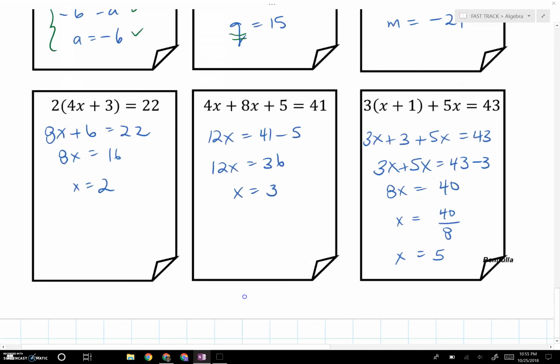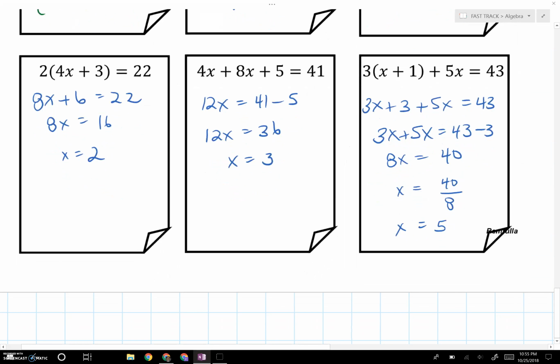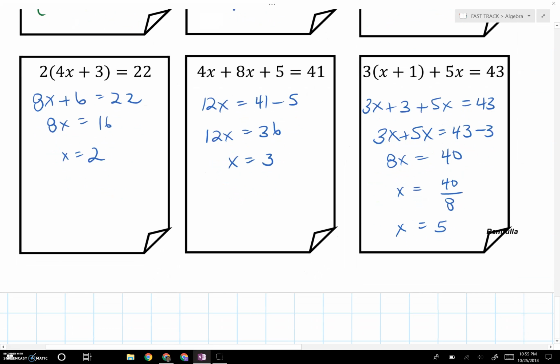I really like these questions because this is where people start to make little mistakes. So I want you to take a moment here, and I'm going to multiply everything in the bracket by 2. So 2 times 4x is 8x, and then 2 times 3 is 6. The most common mistake is to forget that 6. Then again, you subtract 6, you get 16, and then you divide by 8, and you get 2.